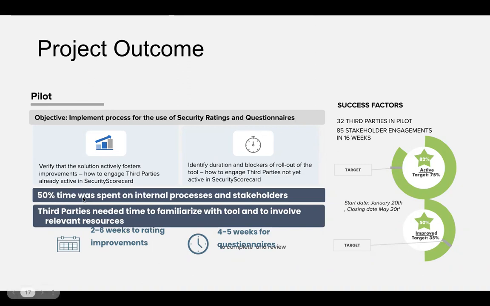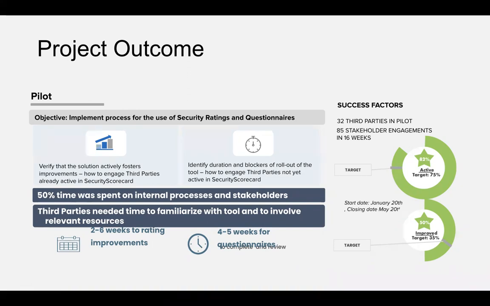50% of the time was spent on internal processes and stakeholders, communication strategies. Only through an effective communication strategy of what are we trying to achieve, but more importantly to the vendor, what's in it for them? Why should they engage back with you to reduce this risk? If you nail that communication strategy, then you'll get a high return in terms of engagement.